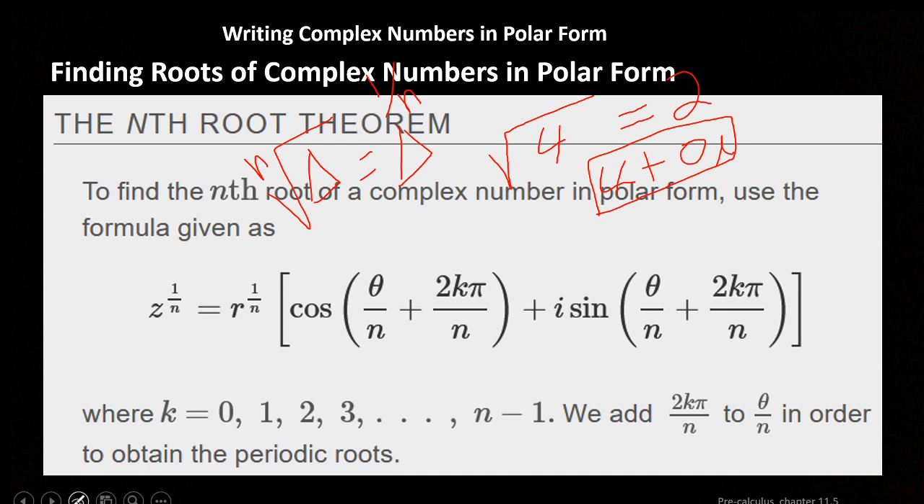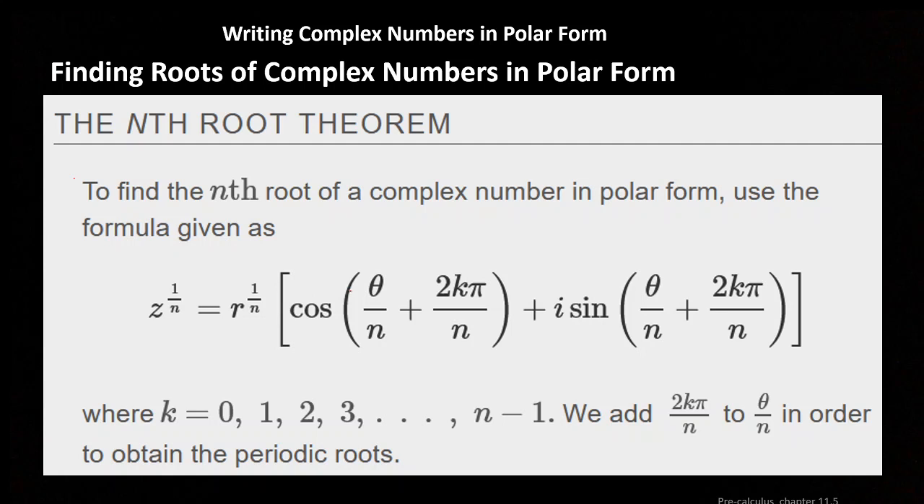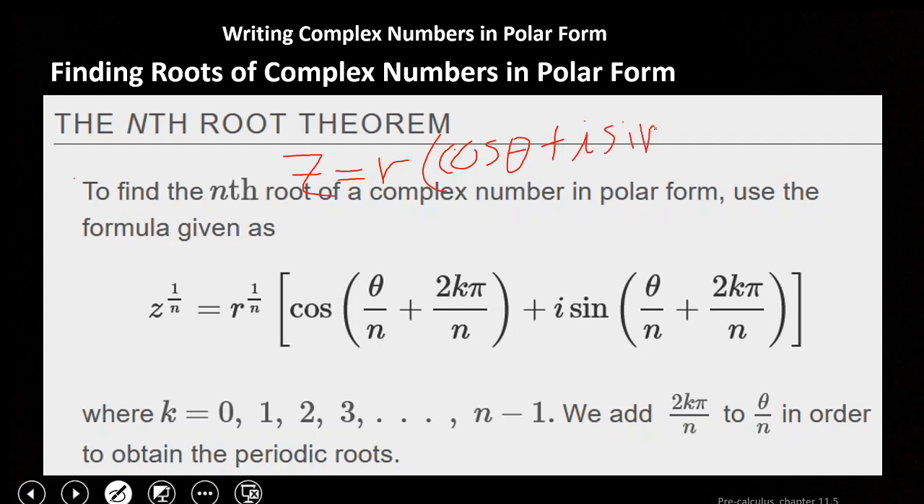So let's see what we get here. If you write the complex number as z equals r cosine theta plus i sine theta, and you want to take z and raise it to the 1/nth power, you just raise r to the 1/nth power, and then you divide theta also by n, right?